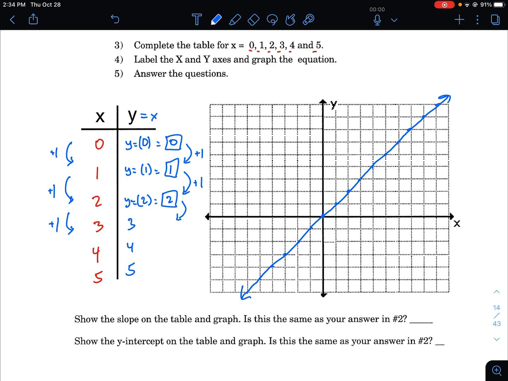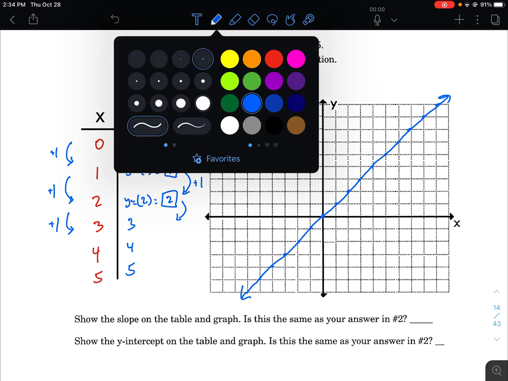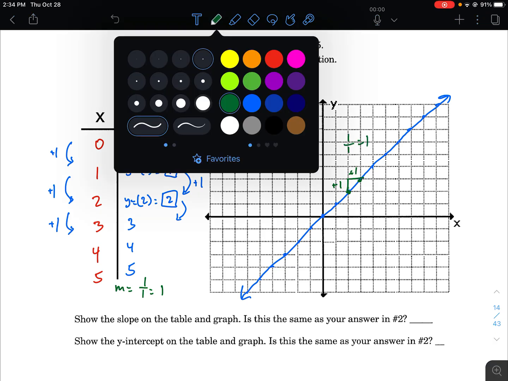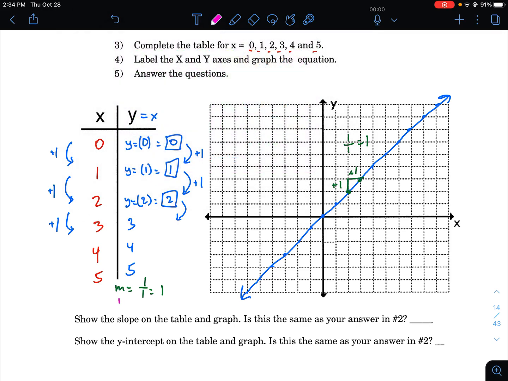There's our line. And if they want us to prove our slope, we look at the change in y and the change in x. So change in y is just plus 1 over 1, right, which is 1. And then we could look at it right here. Let's use this point and this point. It goes up 1 and over 1, so that's plus 1, and that's plus 1, which is 1 over 1, which is 1. And our y-intercept, let's do this in pink. It's this right here.